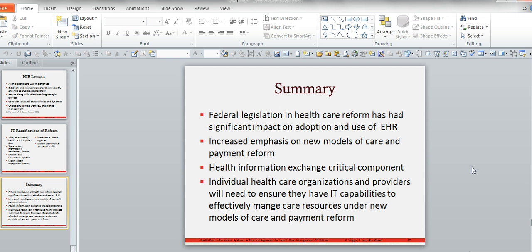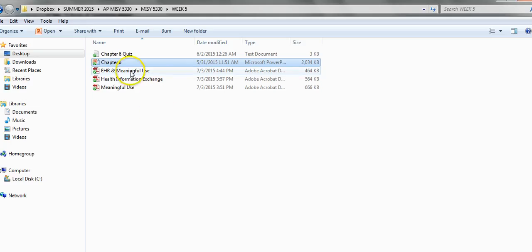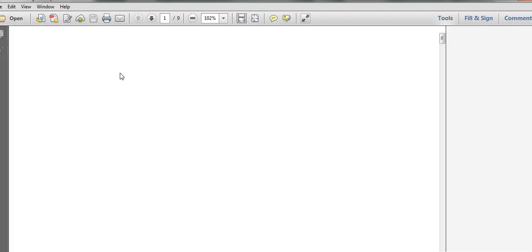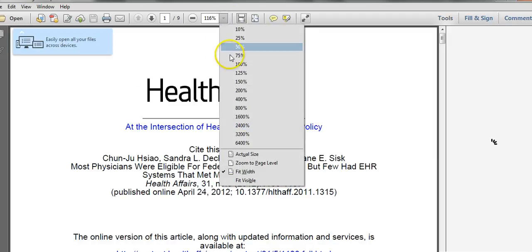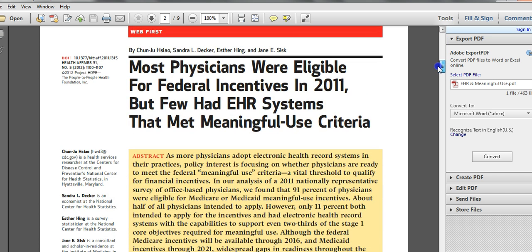So this chapter talks about the technology regulated by the federal government, specifically designed to take care of patients. Okay, so let's look at the articles that you have been assigned for this week. Although this is not directly related to what we talked about, the whole idea of meaningful use stems from the question: are you using the technology in the right way, and is there empirical validation? Most physicians were eligible for federal incentives, but few had EHR systems that met meaningful use criteria. So this is one of the things that was happening.